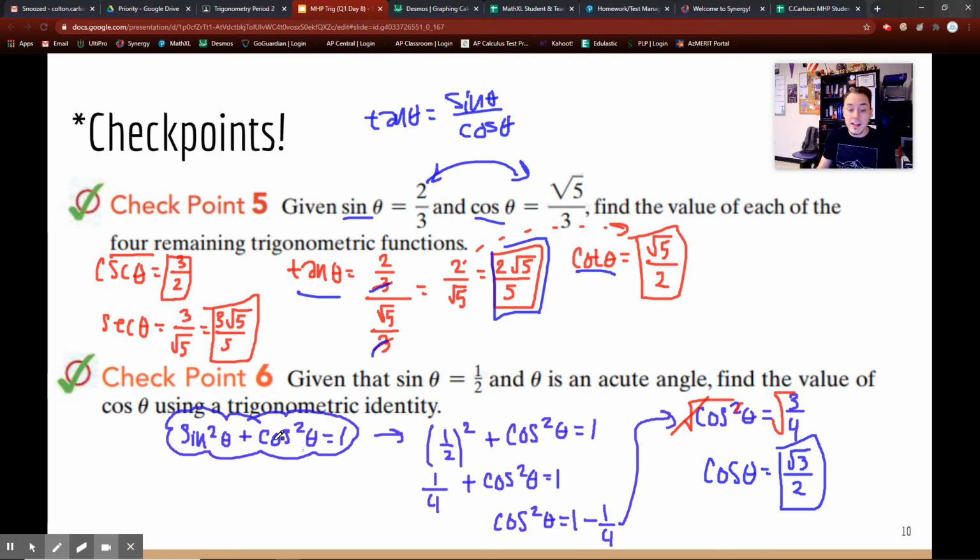For checkpoint 6, I need to use my Pythagorean identity, sine squared theta plus cosine squared theta equals 1. And then, of course, the sine of theta equals 1/2, so I put the 1/2 in for sine. So 1/2 quantity squared plus cosine squared theta equals 1. I start going to town, simplifying, and of course, I get to this part. I have to do the square root. It's the inverse operation of squared. So I want to get rid of that cosine squared, so I just have cosine. And then now I can simplify from radical 3 all over radical 4 to be radical 3 all over 2. Okay?